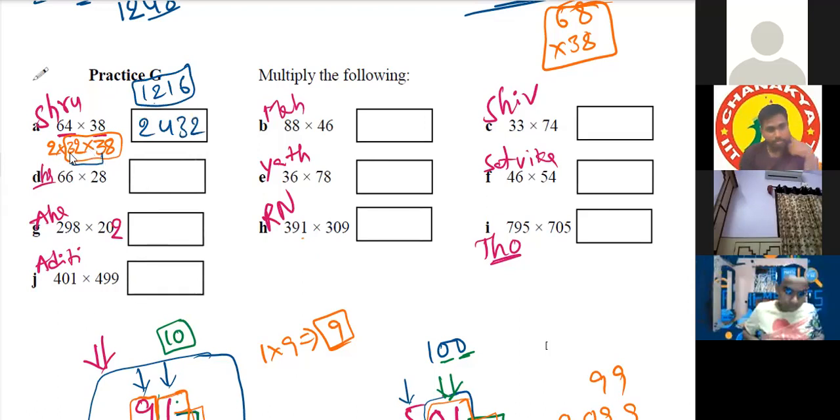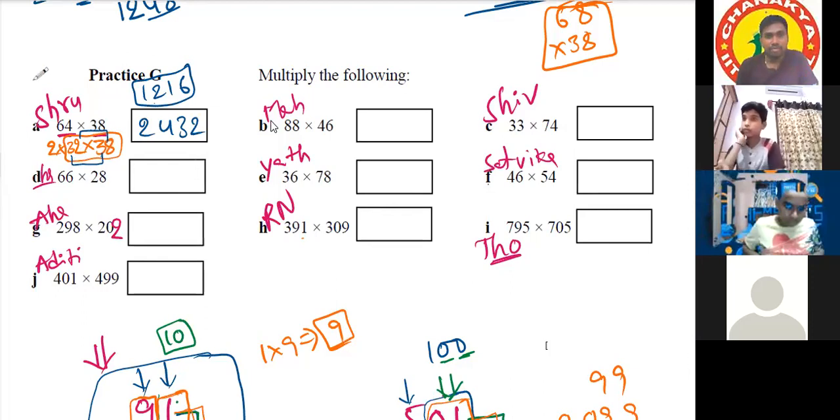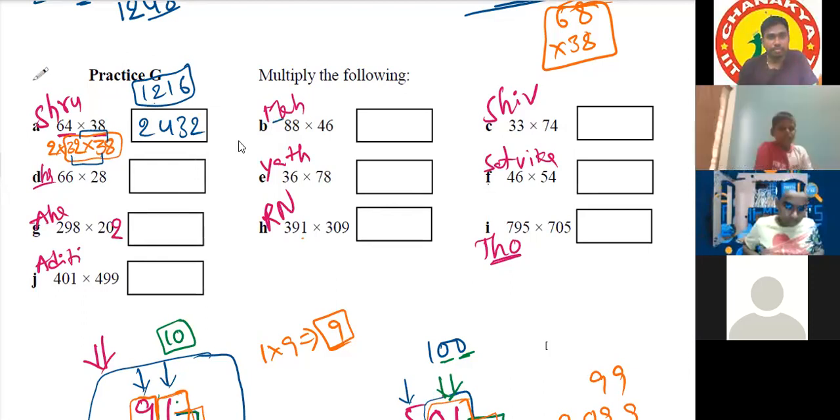Sir, can you explain the F one? Which one? F? I'm not getting the correct answer. Yes, sir. Okay, we'll see. Wait. Mahavir, are you ready? Yes, sir. Carry on.